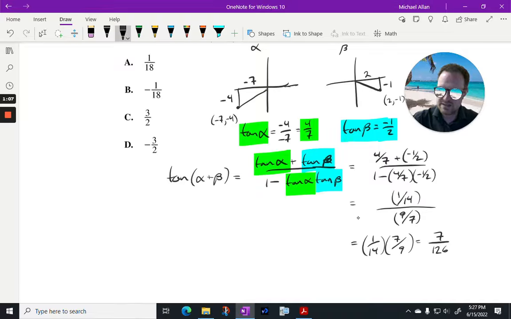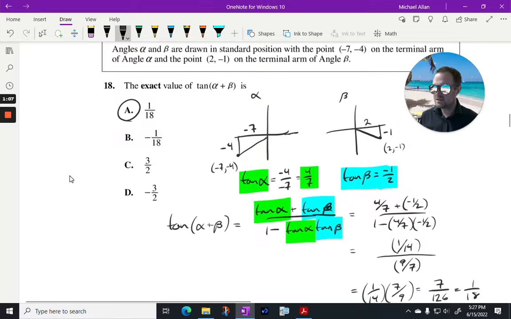You could have reduced the 7 and the 14 and got a half there, but this ends up being 1 over 18. It looks like it's a positive number too. Did it end up being negative? So 18 is a match, A. Perfect.